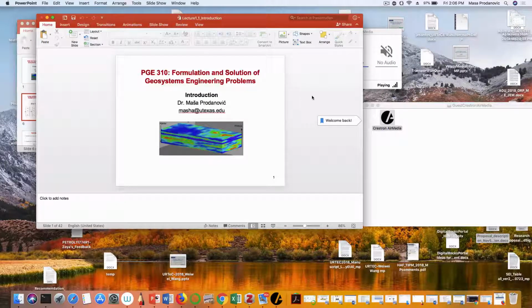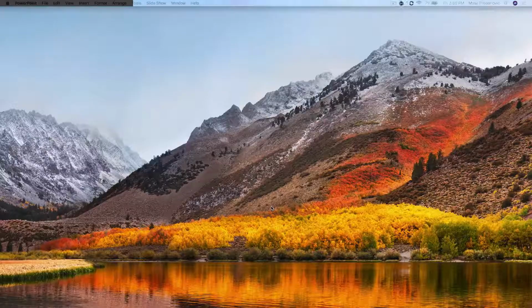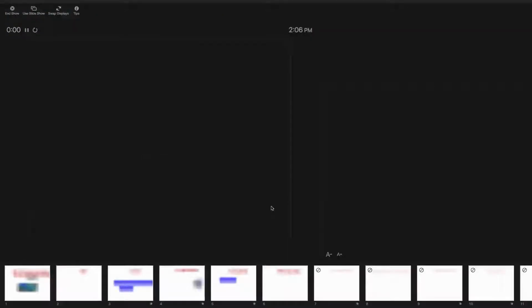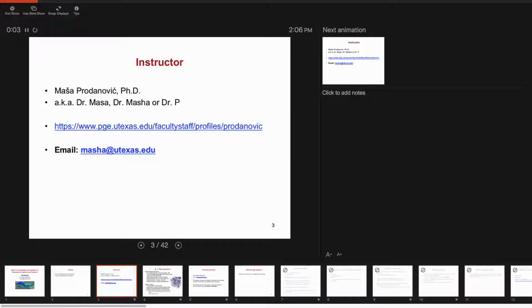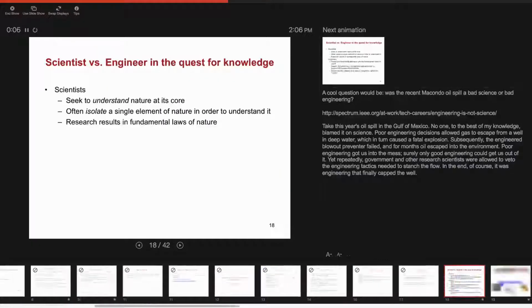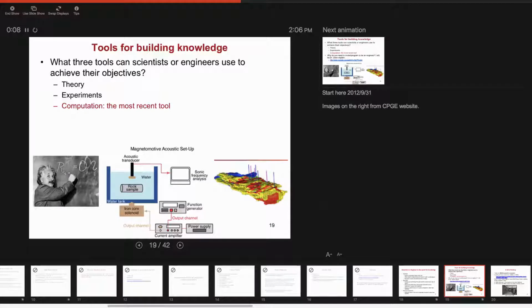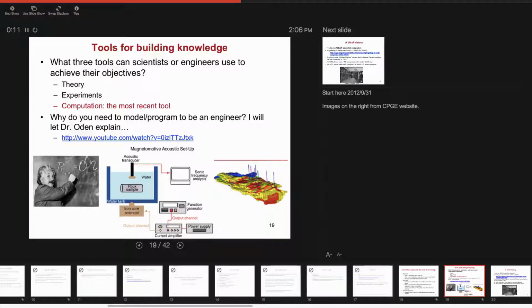So without further ado, let's just see where we left off last time. So we went through the syllabus, and basically this is approximately where we stopped. In order to build any knowledge, in science and engineering and really any branch, we typically go to three things: theory, experiments, and computation, computation being the most recent tool.